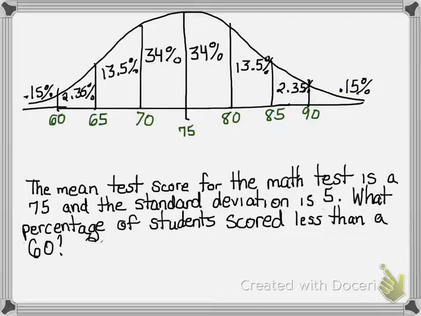One last example. Same situation with the mean being 75, standard deviation being 5, but this time they're asking what percentage of students scored less than a 60? Well, here's a 60. Anything less than that will have to be to the left. So the only percentage to the left of that is 0.15%. So that's the answer. And that's it.